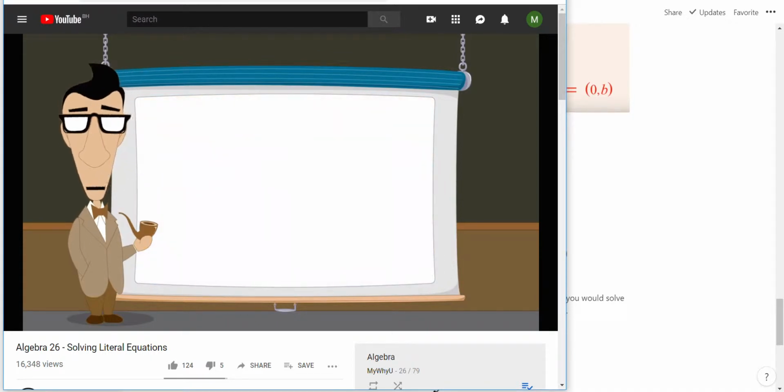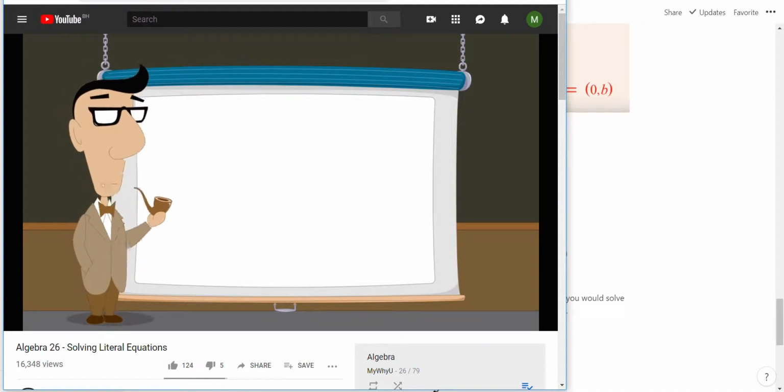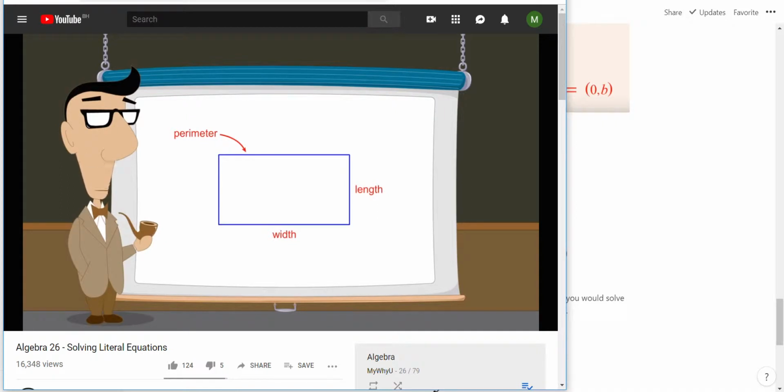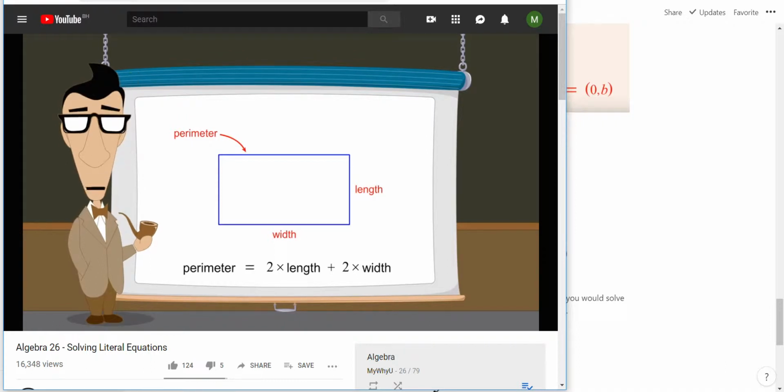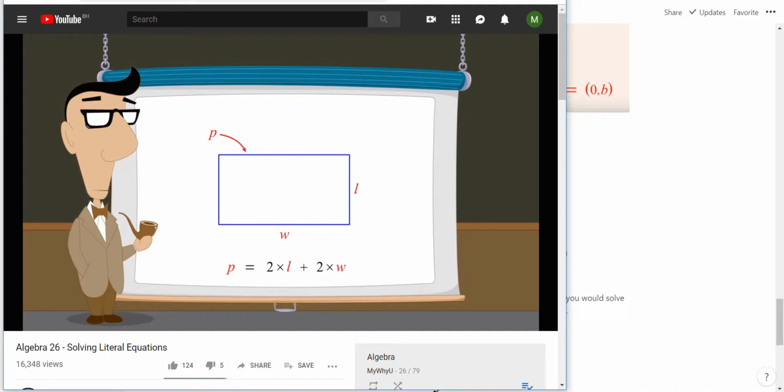Many real-world quantities can be calculated using formulas which relate two or more quantities. For example, we can calculate the perimeter of a rectangle by adding twice its length to twice its width. This formula relates three quantities: perimeter, length, and width. Instead of using words to represent these quantities, we can write this more compactly using letters like P, L, and W.